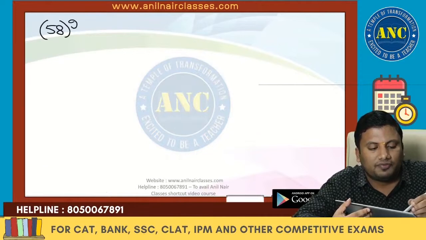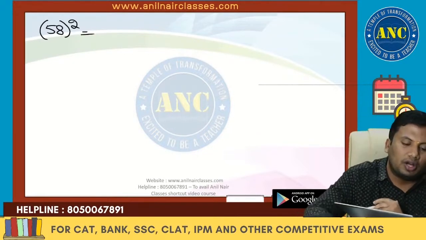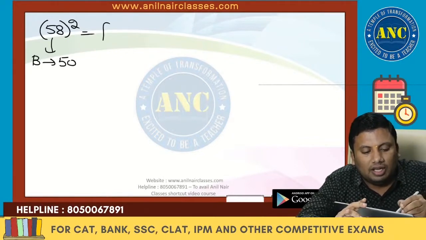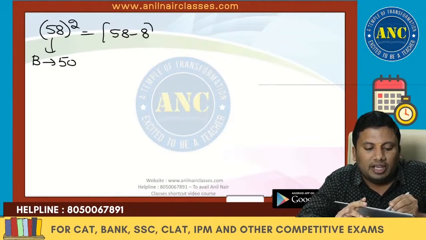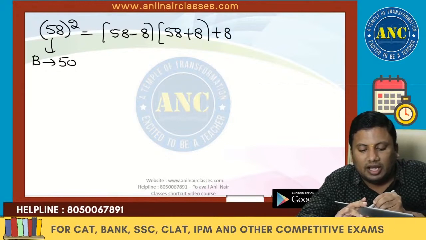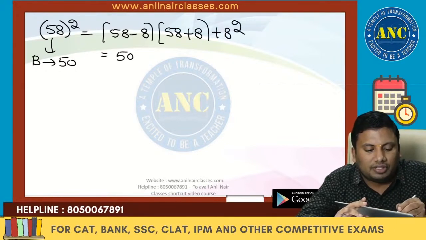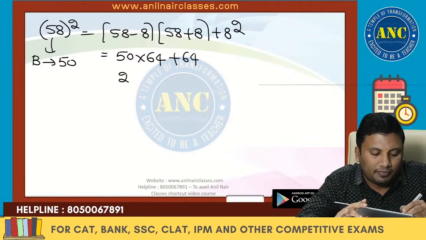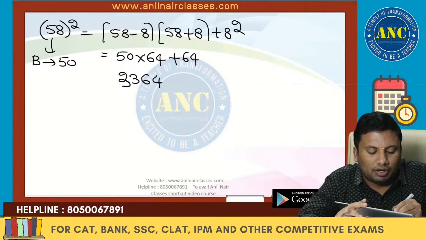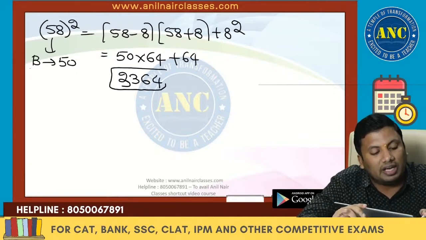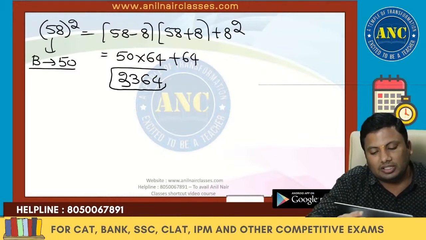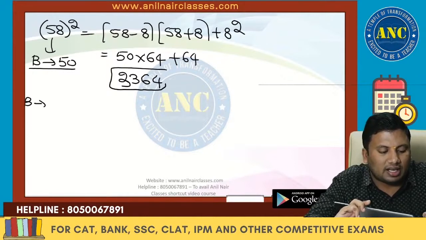Let me now take a number which is not nearer to 10 power k. 58 square. It is not nearer to 100, so you take a multiple of 10. Suppose I take 50. This is nothing but 58 minus 8, next 58 plus 8, plus 8 square. This is 50 into 64 plus 64, which is 3364. So if I take a base which is a multiple of 10: 58 minus 8, 58 plus 8, plus 8 square. Suppose, hey Anil sir, can I take 60?